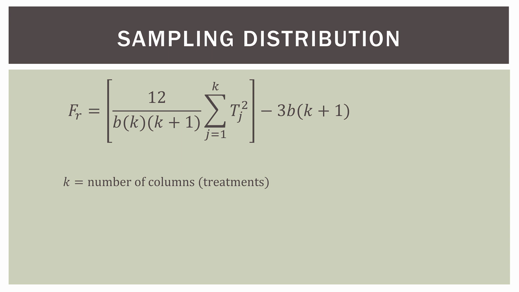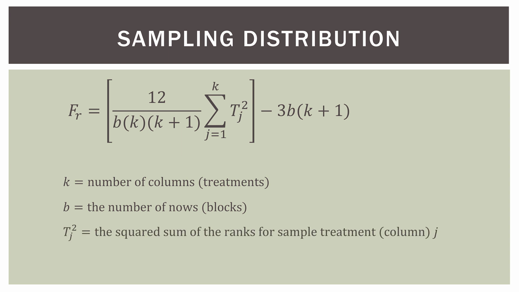So K equals the number of columns or treatments, B is the number of rows or blocks, and T squared sub J is what we did in the previous slides. It's the squared sum of the ranks for the sample treatment. So that is just the square of the sum of the ranks for each treatment. What we do there in the middle is iterate through each sample. Remember when we squared the sum of the ranks and then added them together? That's what that term there represents.